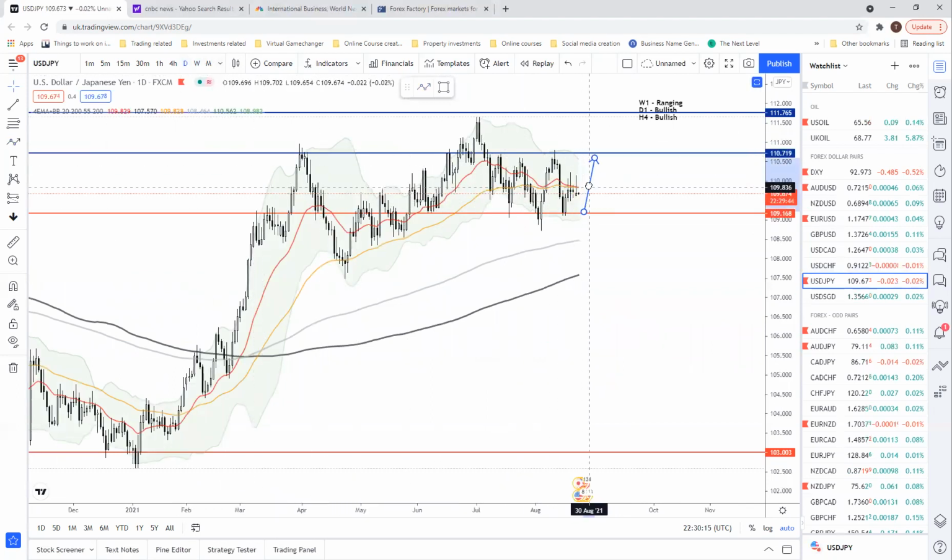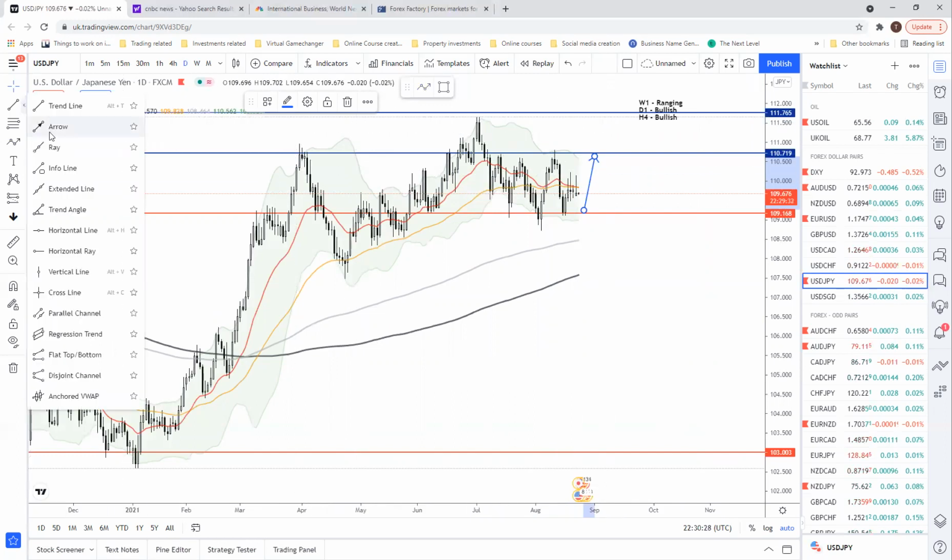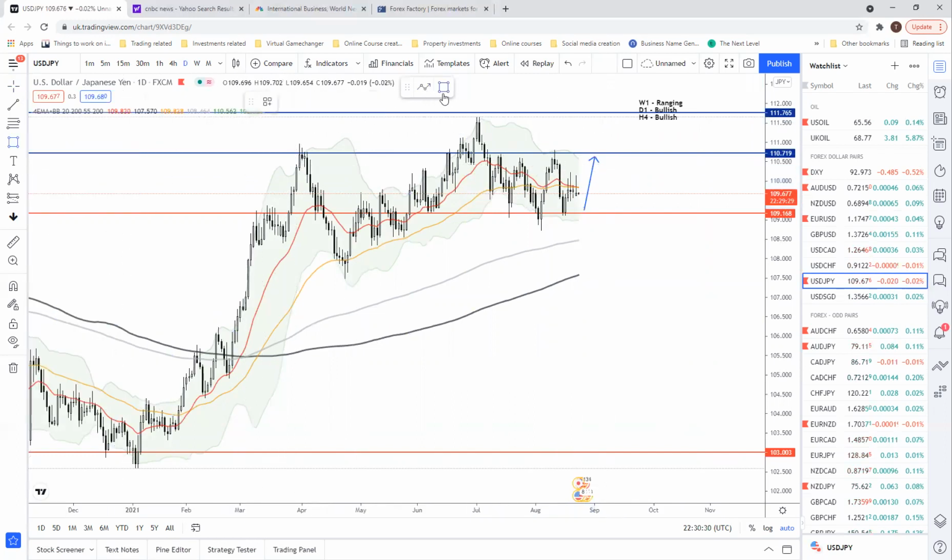From last week, what I shared was that I expected it to go down to this level, support of 109.16, and then it rebounded off to 110.719. Now you can see that it's facing quite some resistance at this level.